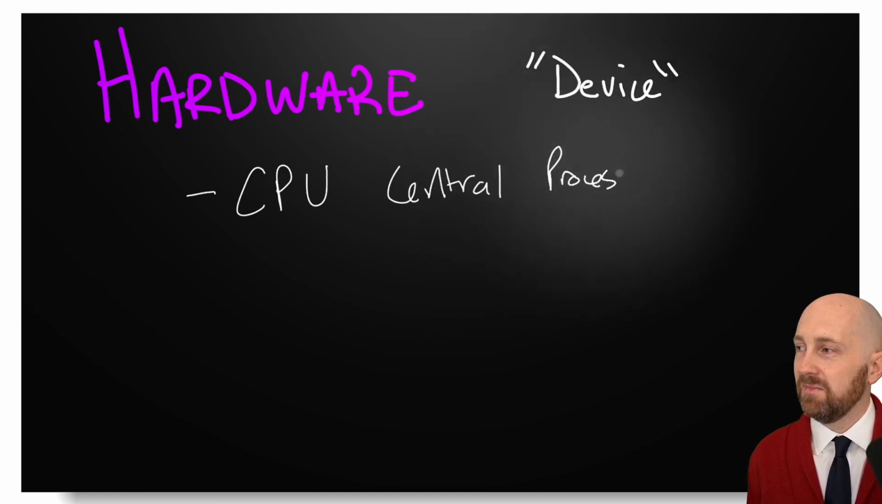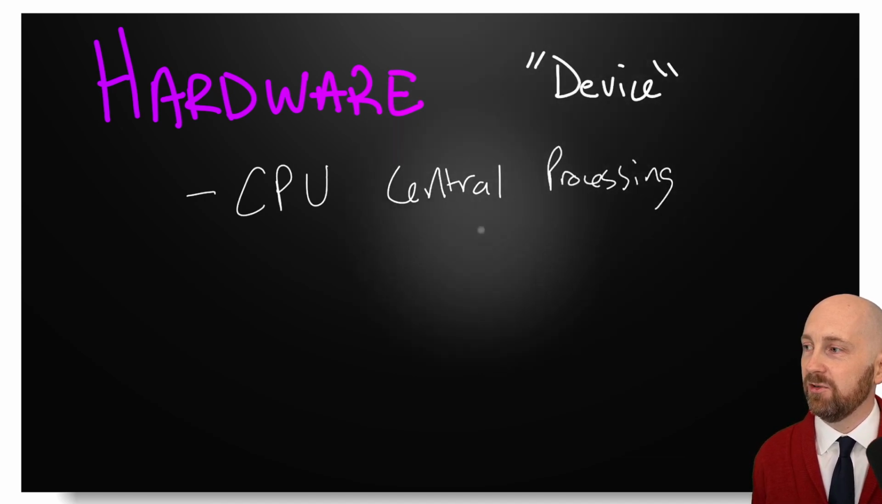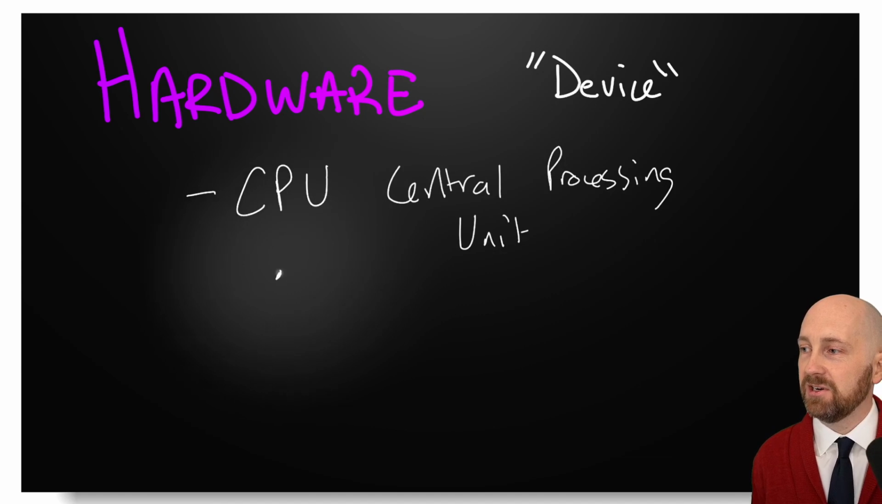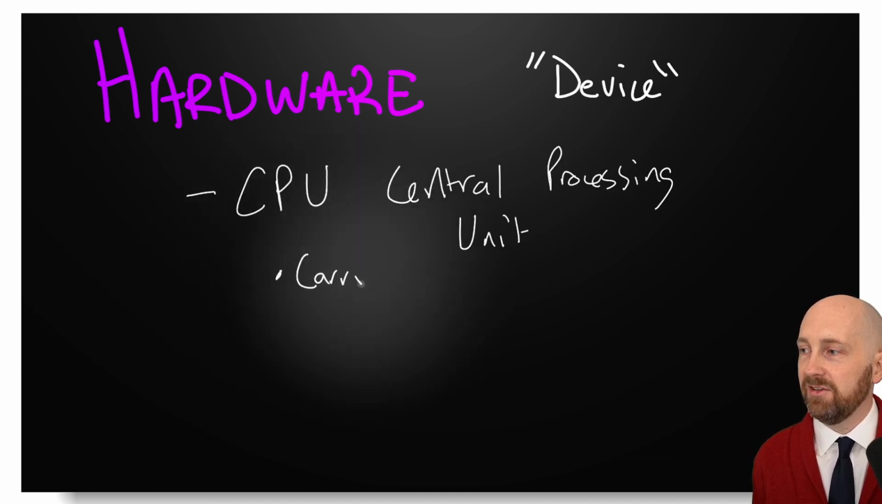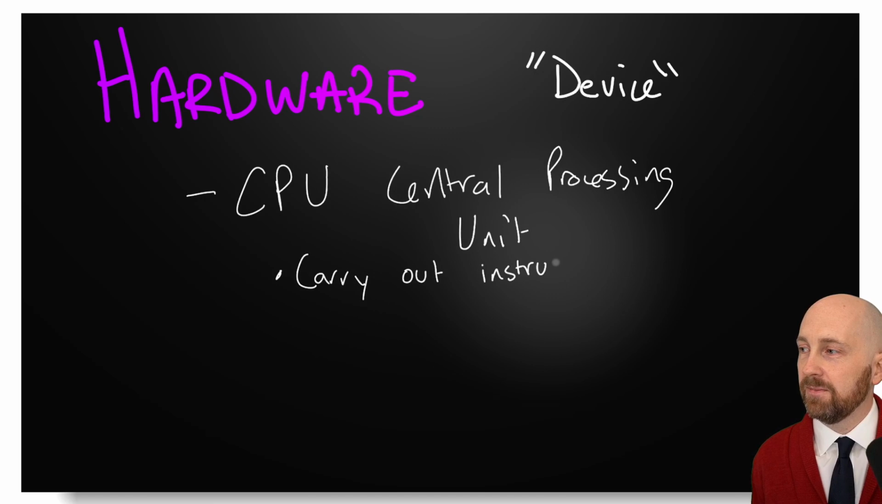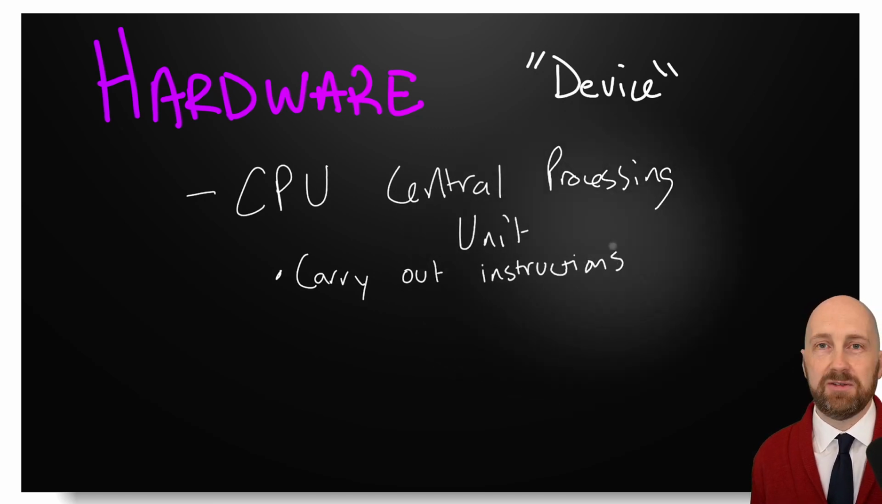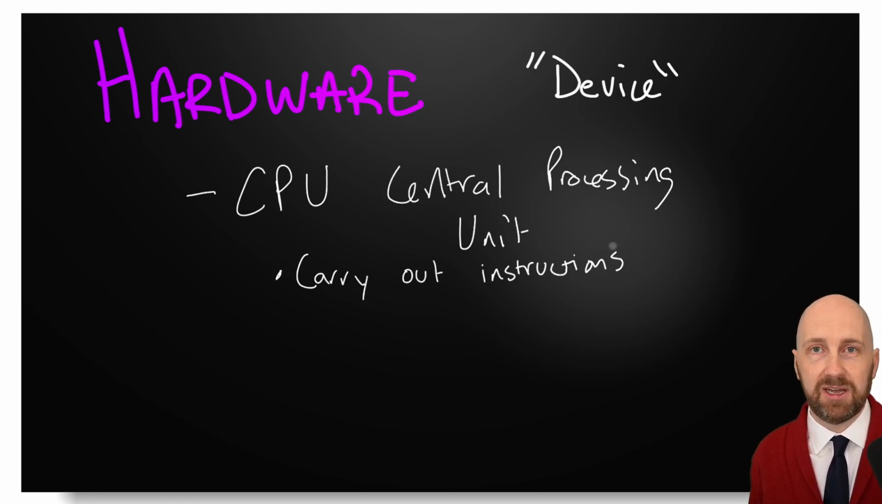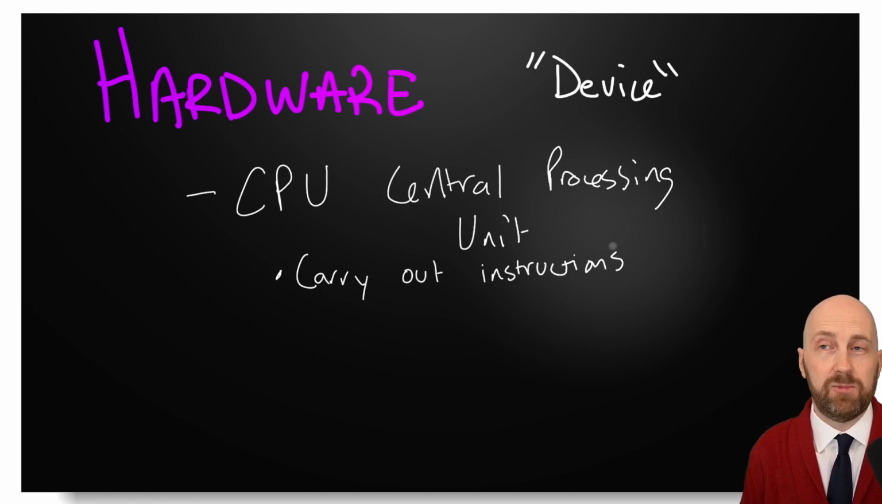But it's not actually that smart. The central processing unit is responsible for carrying out instructions, and it has a very limited set of instructions that it can carry out, but it can do so incredibly fast at billions of instructions per second. Things like add two numbers, store one number in memory, keep track of something else. It's very, very fast, but it's quite limited in what it can do.